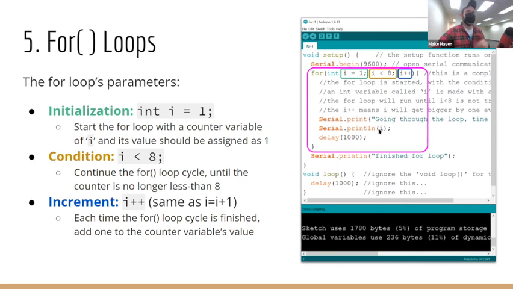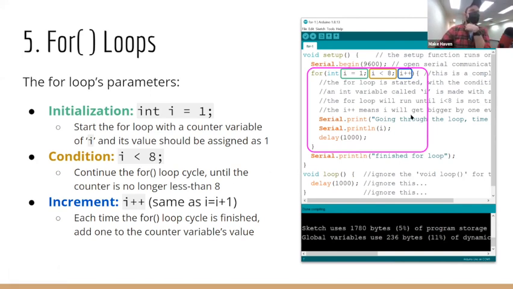So the first time through, it'll print a 1. It'll say going through the loop time 1. Wait a second. Then it'll go through the loop time 2. Wait a second. 3, 4, 5, 6, 7. And then when it gets to 8, the condition will not be true anymore. So Wile E. Coyote will have run off the edge of the cliff, or the value is just equal to 8. It's not less than 8 anymore. Then it exits the for loop and it goes on to finish the loop.